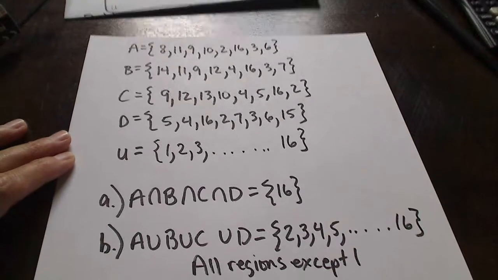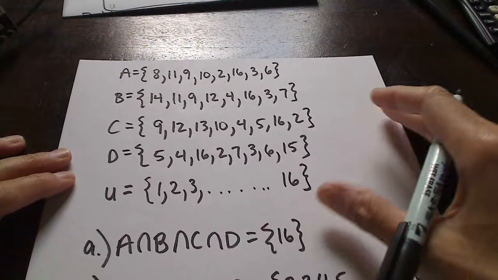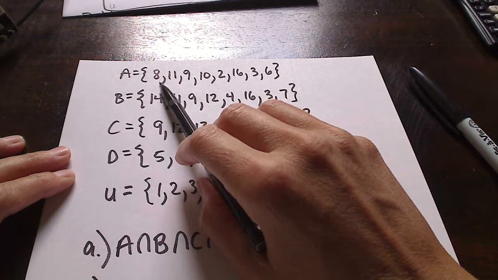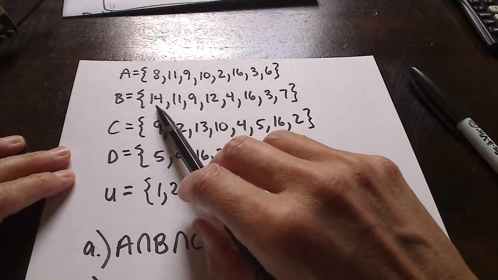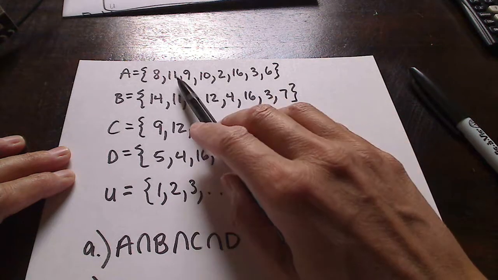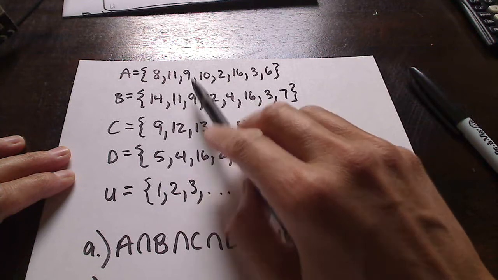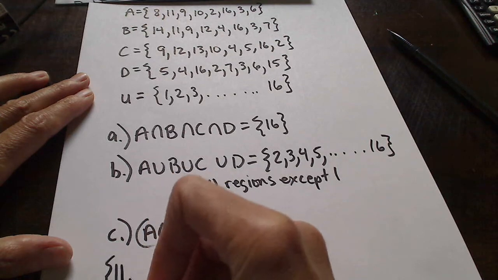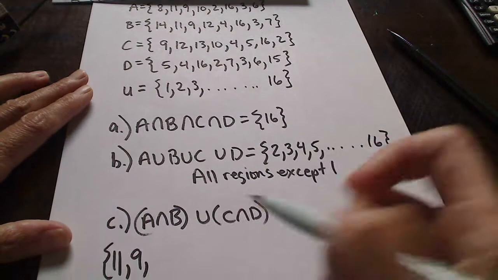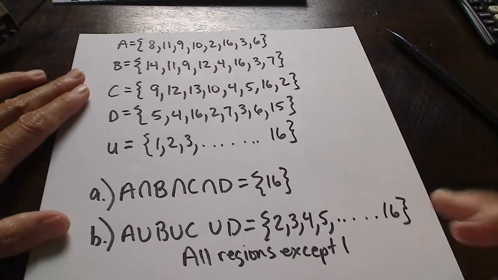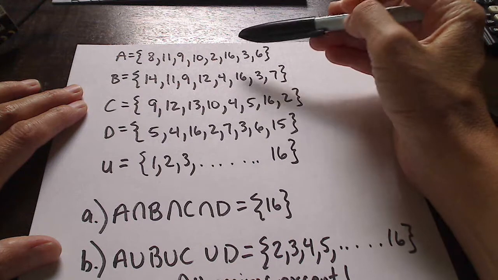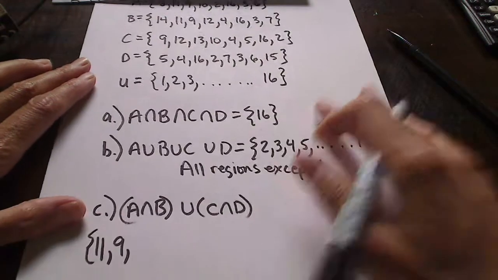So remember that the intersection is what do they share in common. So let's look. We've got an 8 in A. Does B have an 8? No. Looks like they share an 11 and they share a 9. So let me go ahead and start making a list here. So 11 and 9. I'm looking at this right here now. Do they share a 10? No. Do they share a 2? No. A 16? Yes, they do share a 16.